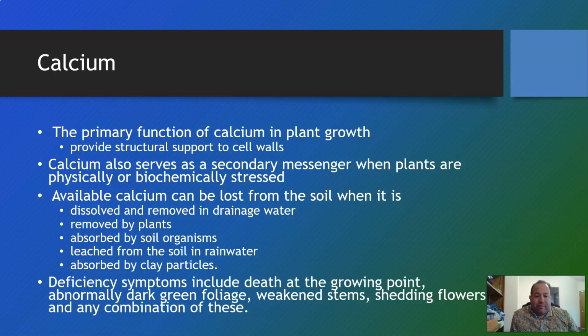When you have a calcium deficiency, symptoms in the plant would be death at the growing point, abnormally dark green foliage, weakened stems, because remember, it provides that structural support to the cell wall, shedding flowers, or any combination of those things would show a calcium deficiency.